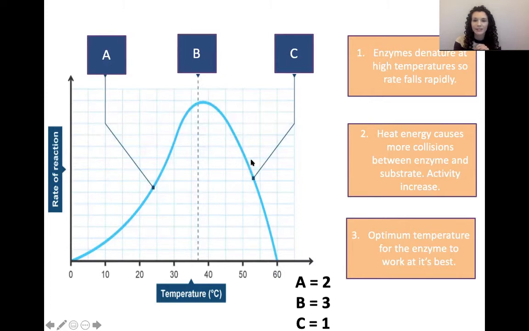So the enzyme has denatured, so the active site has changed shape and the rate falls really rapidly. The rate of enzyme activity or the rate of reaction falls really, really rapidly. Okay, well done. So give yourself some ticks if you got those right.